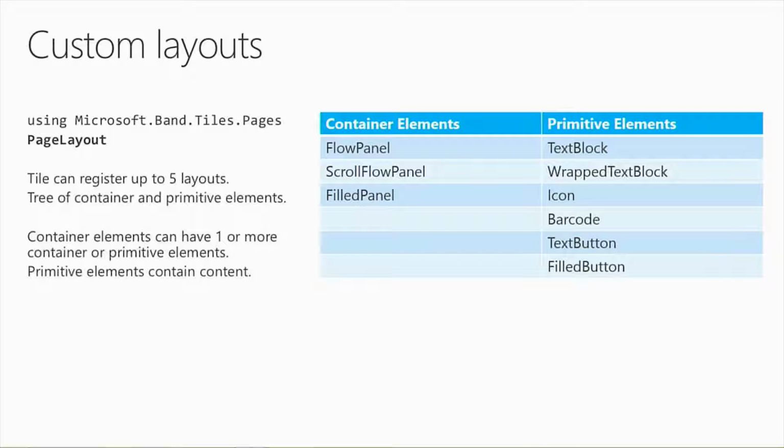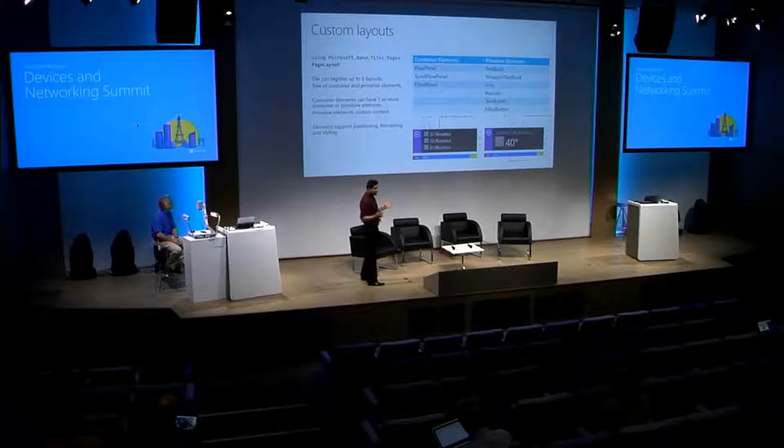The content types we support are text, icons, barcodes, and buttons. There are different types of buttons, also different types of text blocks that can wrap, which you'll obviously use if you're using a vertical scrolling container. And then buttons, you can actually have text on the buttons, or you can also have just solid filled buttons, like red or green, just colored buttons. These elements support, like I said, positioning, formatting, and styling.